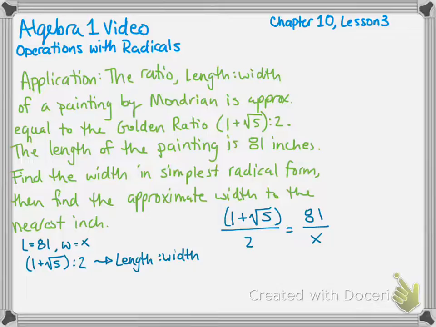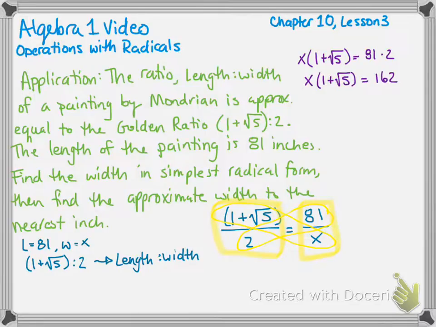Okay, so we know that the length is 81, the width is x, and that it is related to the length to width of the golden ratio, which is 1 plus the square root of 5 to 2. So then I'm going to make myself some equivalent fractions. We know the length to width ratio of the golden ratio is here, and we know the dimensions of the painting. Well, in this case, we actually only know the length, and we've assigned a letter for the width. So now we're just going to do cross product, which gives me x times 1 plus the square root of 5 is equal to 81 times 2.